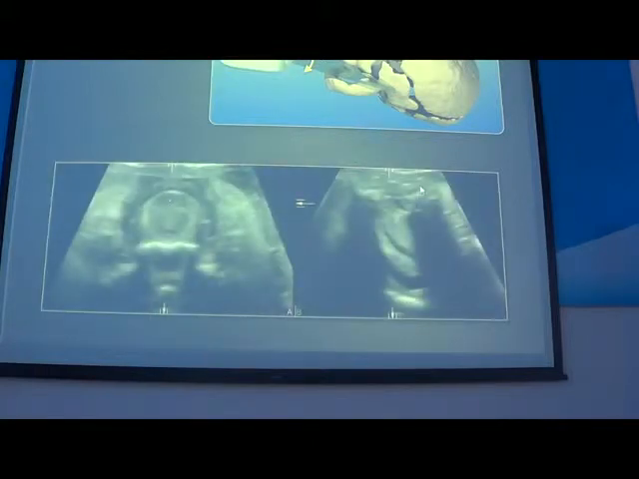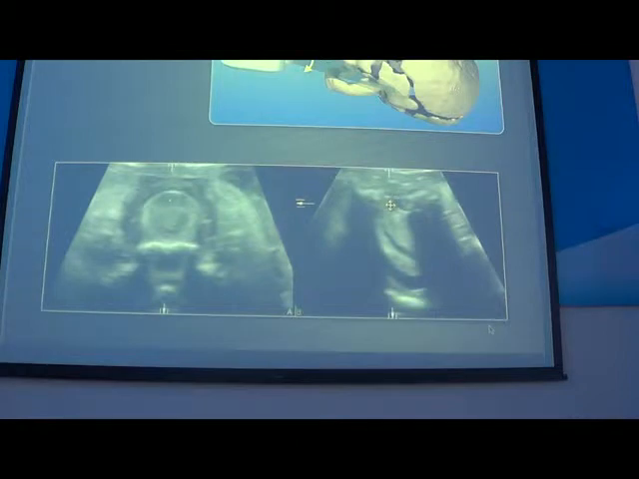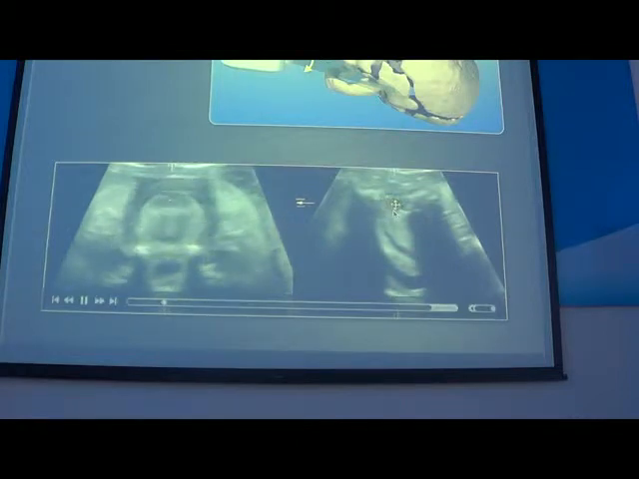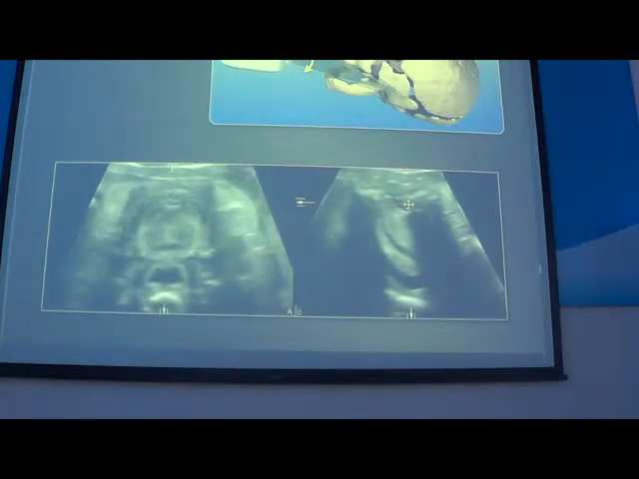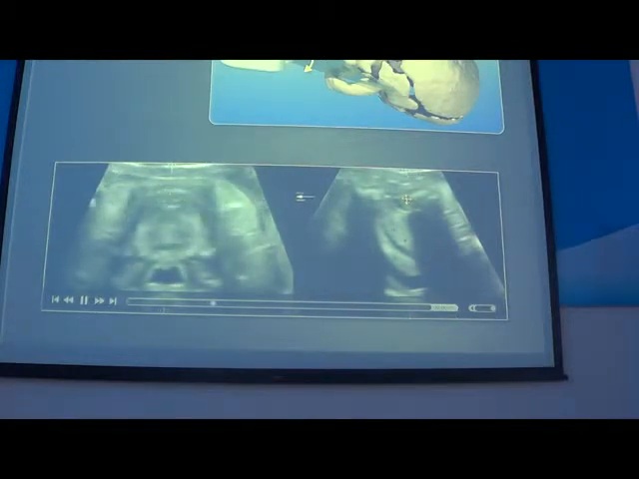And if you are able to do it with 2D, when the probe is in the correct position, you can take a volume and work with the volume. This is a volume here. So we move. This is a shadowing of the mandible.